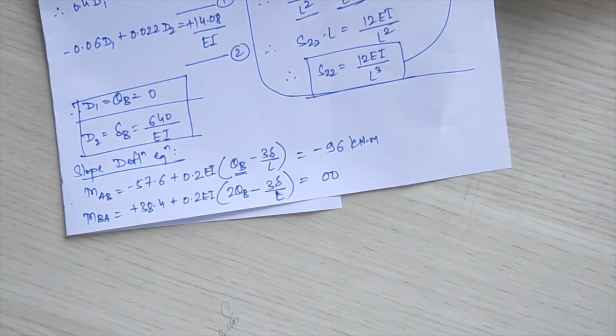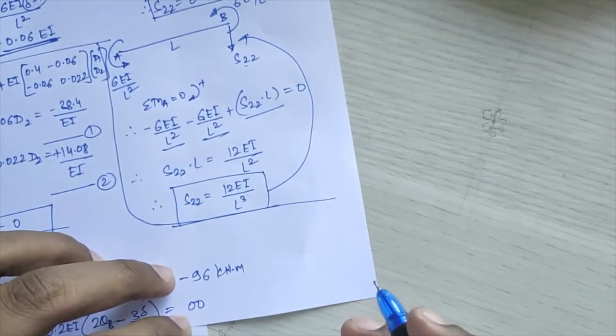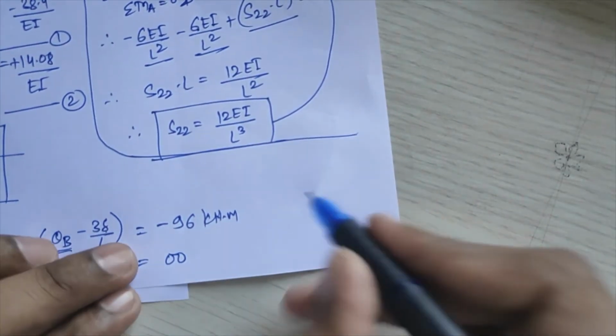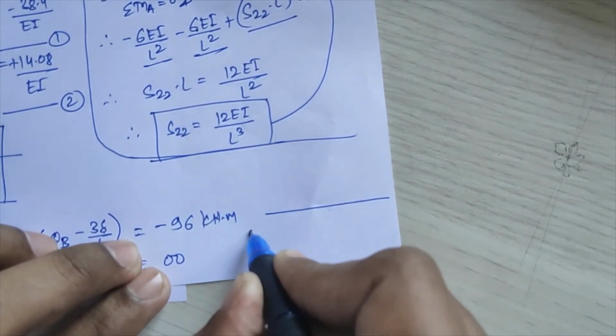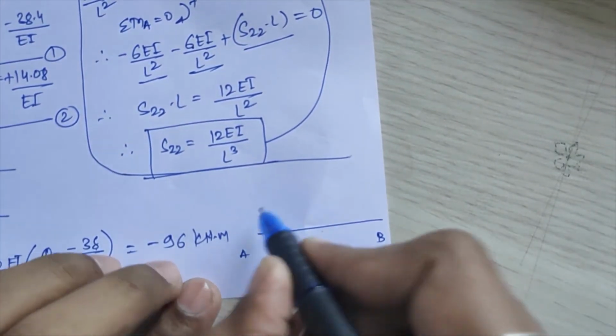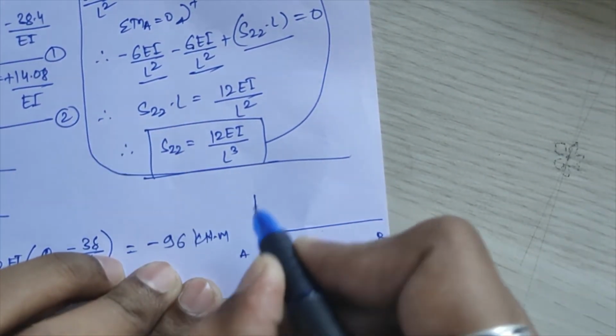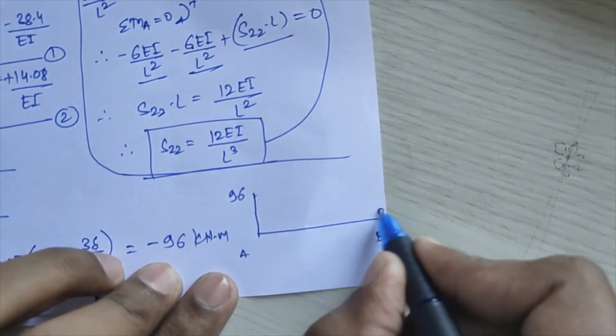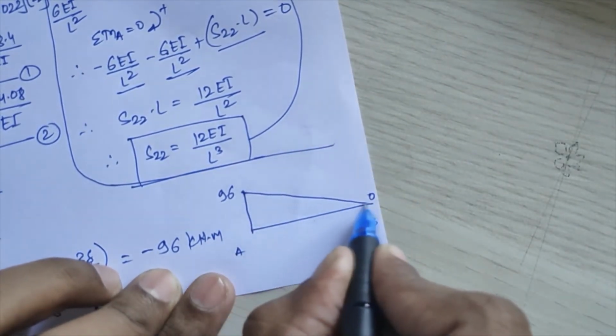Now I will plot my BMD by superposition. Here I will plot that diagram. A, B. At A I am getting this minus 96, so as per sign convention it will be on the upward side, 96. At point B I am getting 0, join this by a straight line.